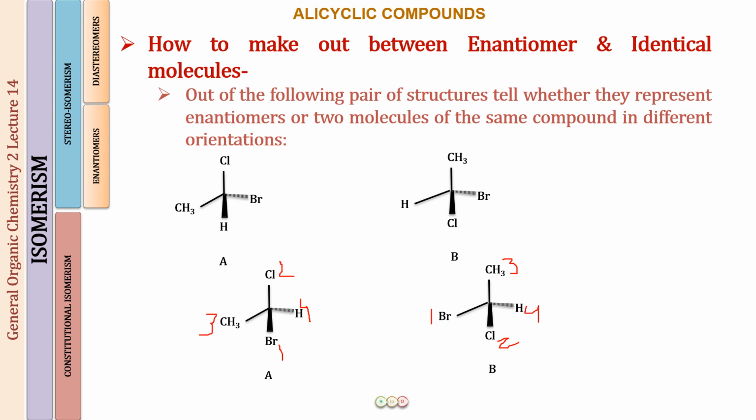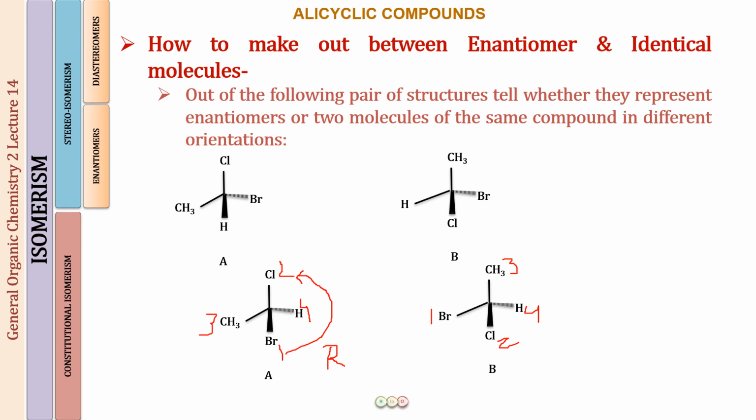Fine. So bromine is 1. Moving over hydrogen, which is 4, I will be going on to chlorine. This is my group number 2. So this arrow is in the anti-clockwise direction and I have to write the reverse of it. So my answer is going to be the R configuration.